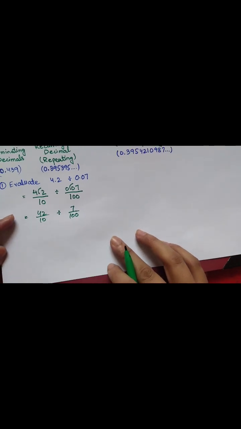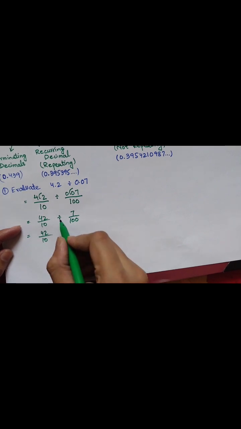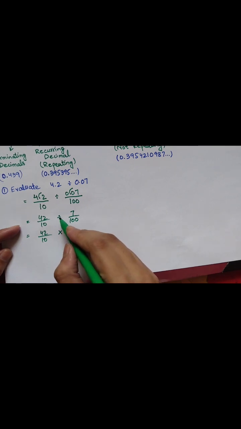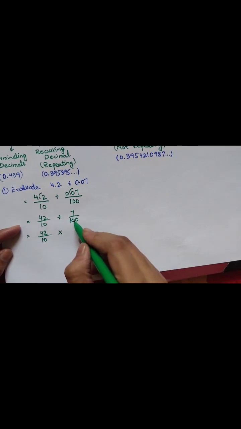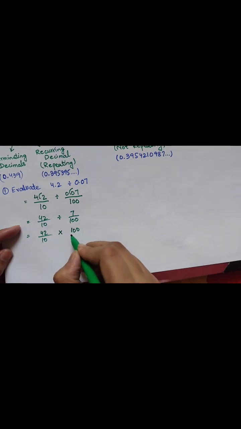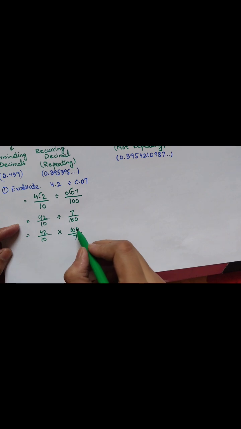Next, what we will do, 42 over 10, here is the symbol of division. We can change it into multiplication for simple evaluation. After changing division into multiplication, we also have to invert these numbers. It becomes 100 over 7. Now you can multiply both the numbers. You have to just simplify. You have to look what numbers can be cut down.